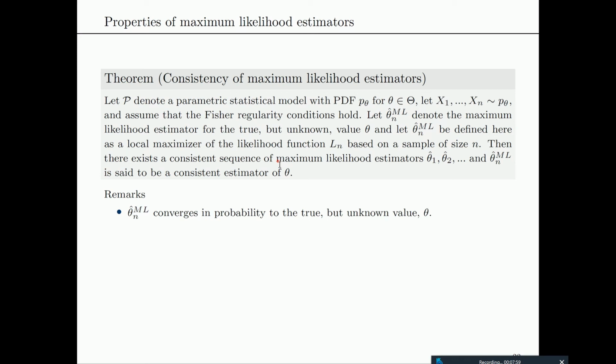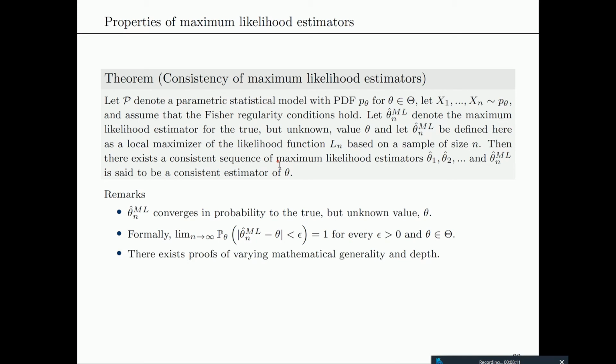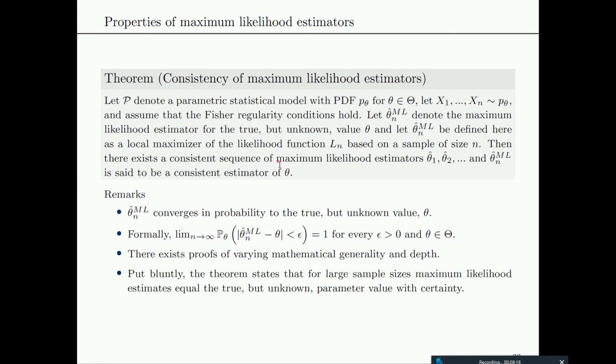So first, again, what does that mean? Well, in probability, the maximum likelihood estimator theta hat converges to the true but unknown value of theta. That's just the definition. And this is kind of the point. There exist proofs of varying mathematical generality and depth. This is again just what consistency means.